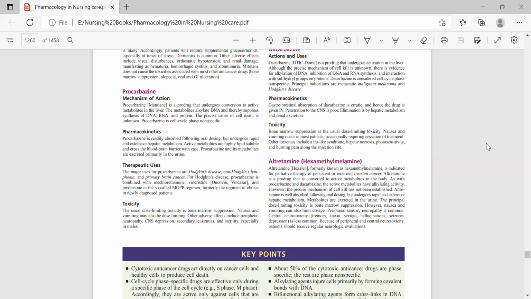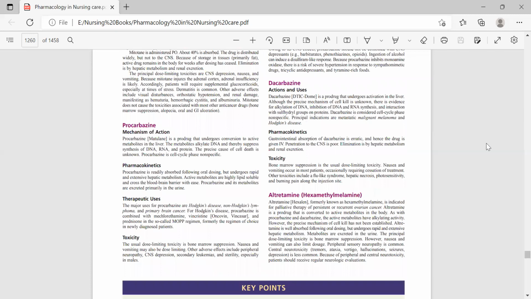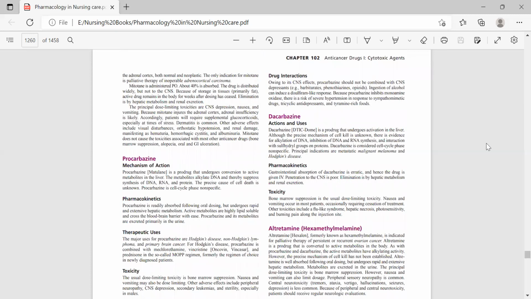Toxicity include bone marrow suppression, nausea, vomiting, and other effects include peripheral neuropathy, CNS depression, secondary leukemia, sterility, especially in males. This drug, procarbazine, should not be combined with CNS depressants like barbiturates, phenothiazines, and opioids. And ingestion of alcohol can induce disulfiram-like response. So procarbazine inhibits monoamine oxidase, so there is a risk of severe hypertension in response to sympathomimetic drugs, tricyclic antidepressants, and tyramine-rich foods.